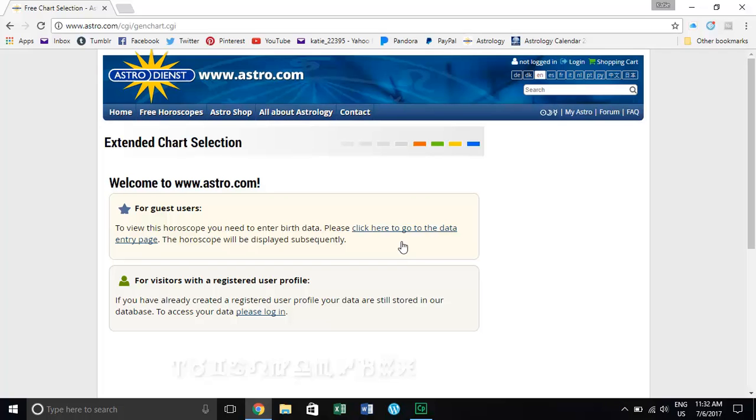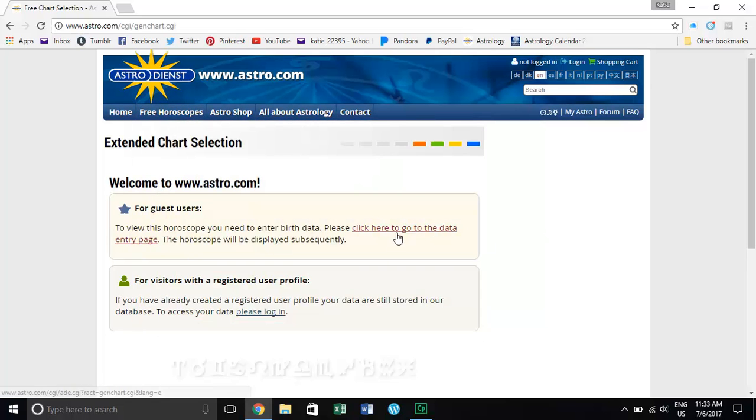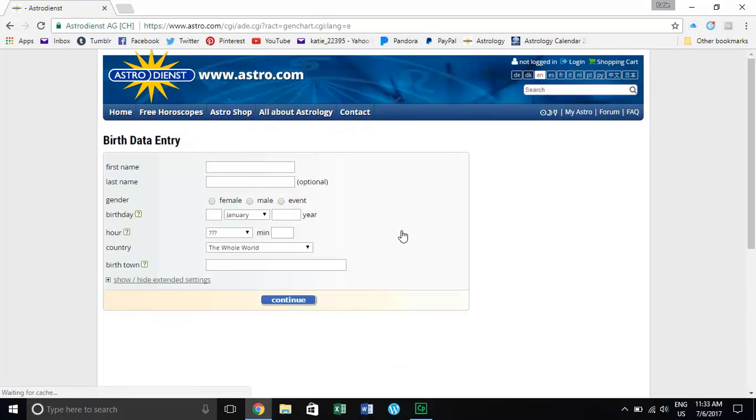However, if you do that when it's all said and done, it's going to redirect you to a different screen. So go back to free horoscope, extended chart selection to come join us. But for now, we're going to continue as a guest. So just click here to go to the data entry page. It's going to give you this form here. Fill out your information, your birthday, name, gender, or if you're an event, that's fine too.